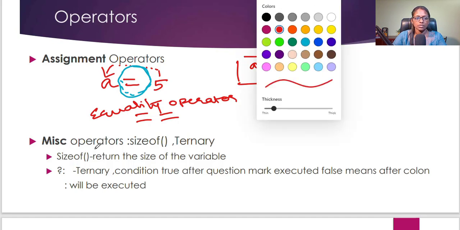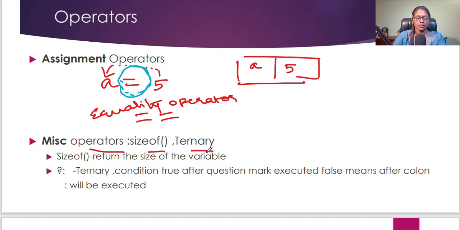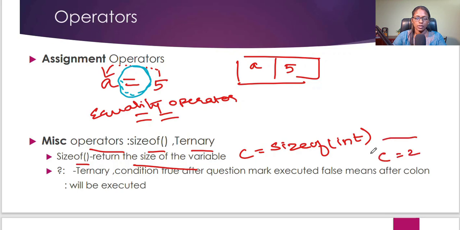And the next one is the MISC operators, sizeof and ternary. What will sizeof do? It returns the size of the variable. For example, sizeof int will return 2. So C will be stored as 2, because the size of the integer data type is 2 bytes, right? So C will be stored as 2.